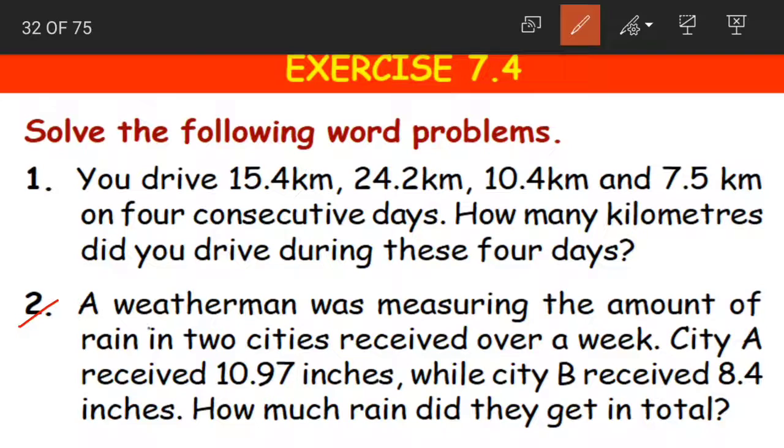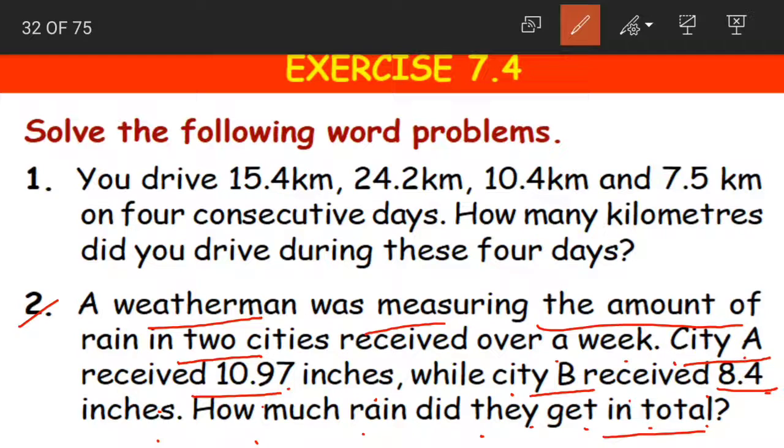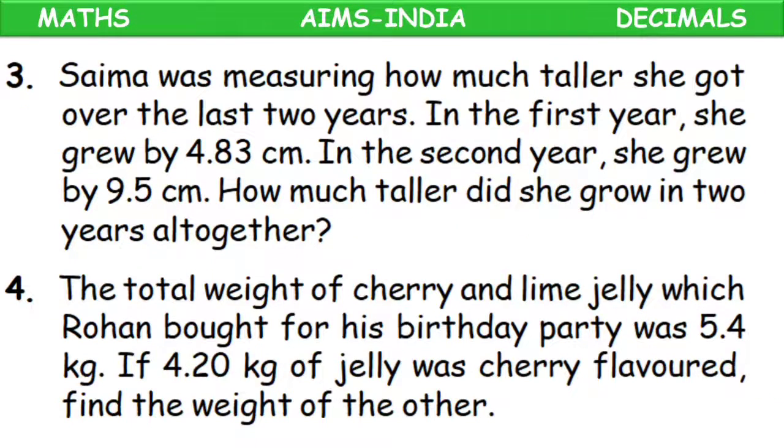Next question 2. A weatherman was measuring the amount of rain in two cities received over a week. City A received 10.97 inches while City B received 8.4 inches. How much rain did they get in total? Again, here also we are having the rainfall of City A and City B, that is 10.97 and 8.4 inches. So we should find out the total rainfall. How do we find out? We need to add. Yes, 10.97 plus 8.4 will give us the total rainfall.